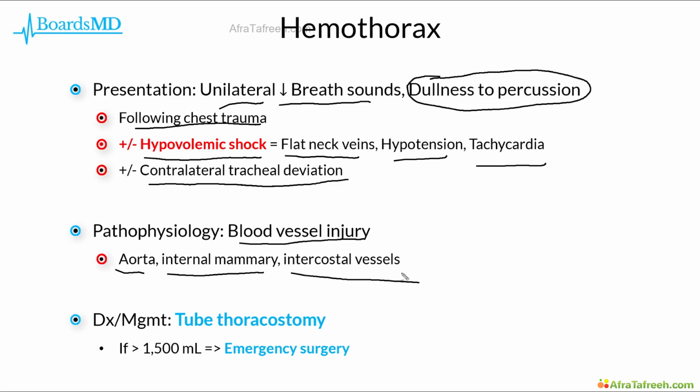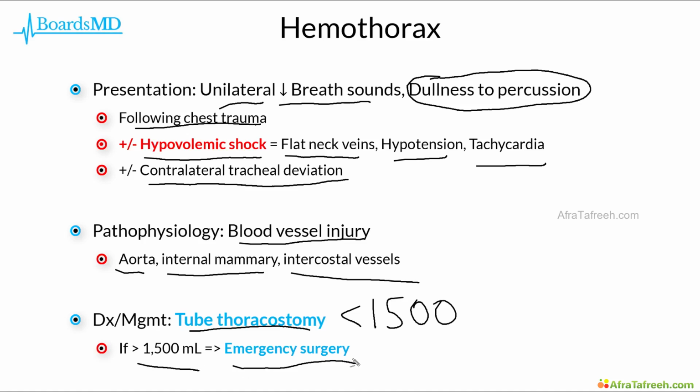Ultimately, we can manage hemothoraces with the use of a tube thoracostomy. This is sufficient in cases in which the blood that we extract from the hemothorax is less than 1,500 mLs. However, in cases where we have more than 1,500 mLs coming from this hemothorax, then these patients are going to require emergency surgery, often with a thoracotomy.